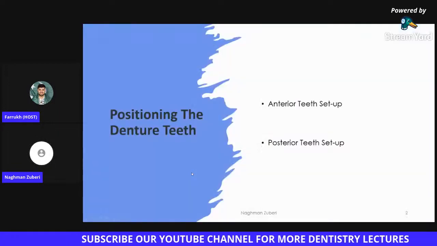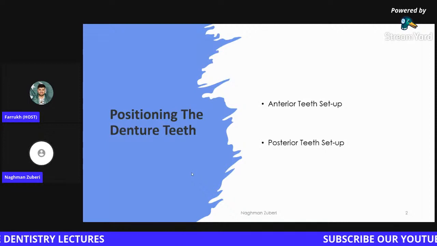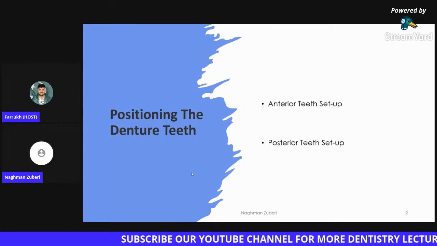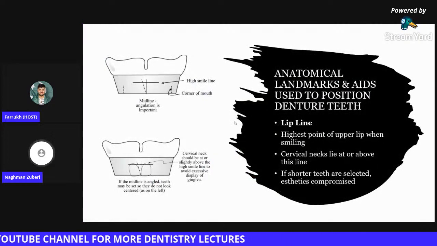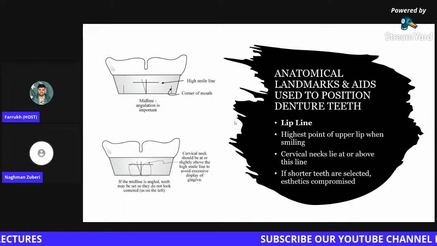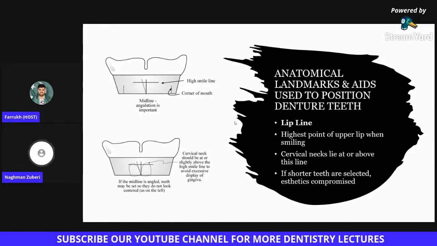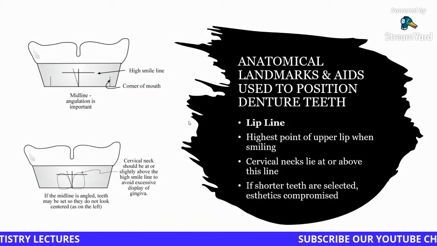So let's start now. When we position the denture teeth, we do the anterior teeth setup and the posterior teeth setup. There are certain anatomical landmarks or aids which we use to position the denture teeth, especially the anterior ones. Posterior teeth also require certain landmarks and aids for positioning.